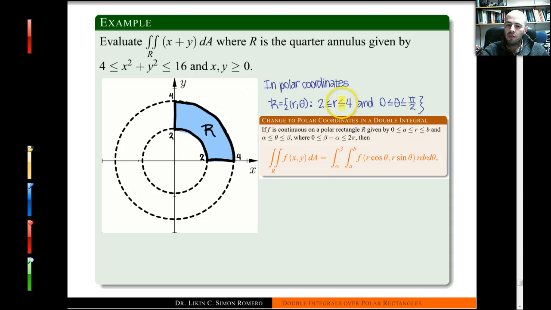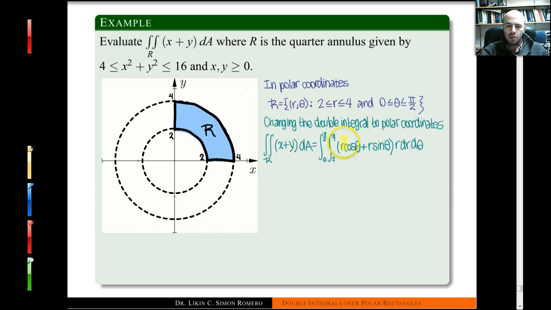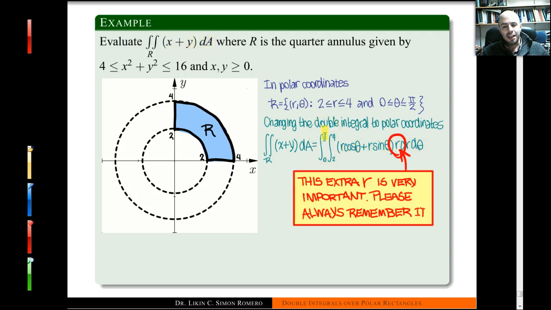So remember, the change to polar coordinates says the following. You have to change the x and the y, so replace these by x and y in the function, and then add an extra r dr d theta. So we're going to do exactly the same thing. We're going to change r cosine of theta for x, r sine of theta for y, and then instead of dA, we're going to put r dr d theta. We're going to put the limits of integration, the one with respect to r, and then the one with respect to theta. So this extra r is very important. Please always remember it, otherwise your result is going to be wrong.